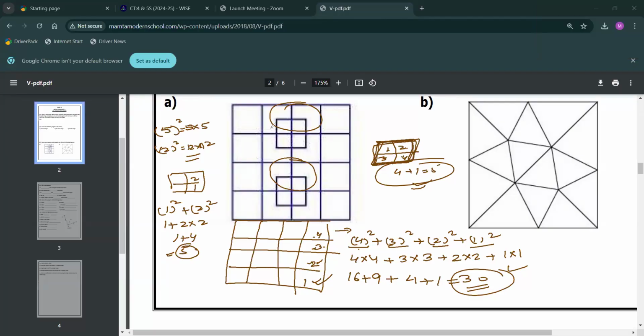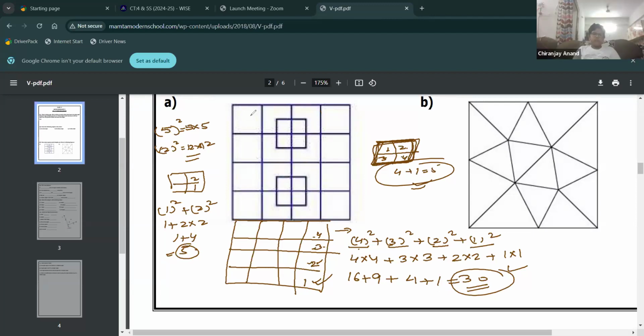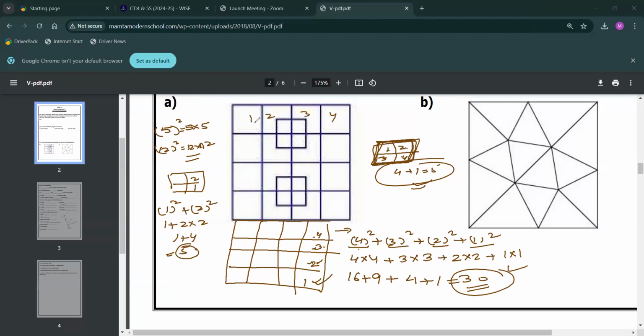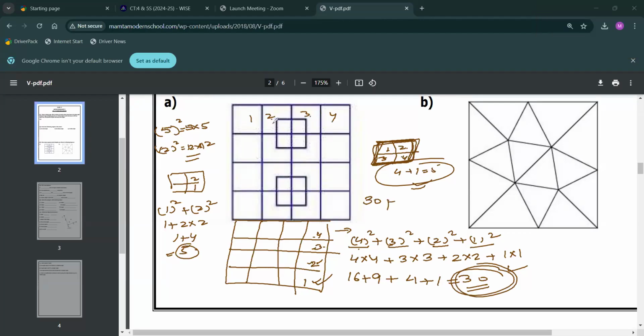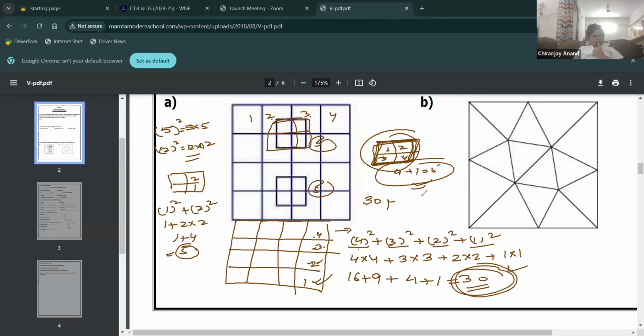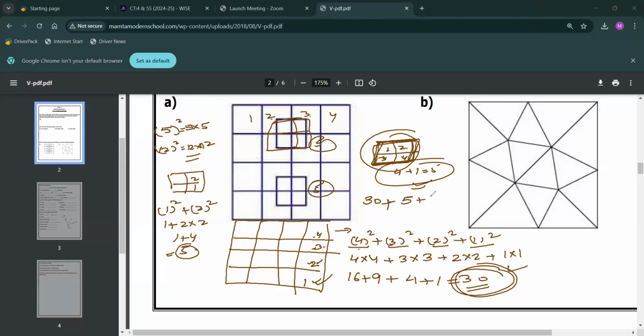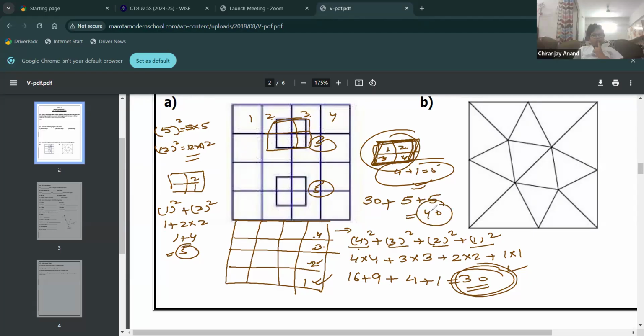Okay. Now, children, see here. Now we will find the number of squares in this figure. Clear? So 1, 2, 3, 4. So 1 square plus 2 square plus 3 square. How many squares are there? 30. Now here are 2 squares, each divided again into 4 squares. This we have solved. So this has 5 squares and this has also 5 squares. So 30 plus 5 plus 5, it will be 40. Understood? Ma'am, is that the main answer? Yes, this is the main answer.